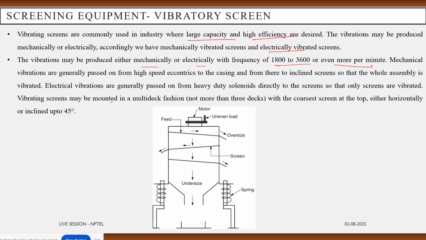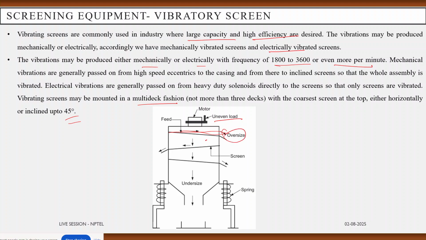The vibrating screen may be mounted in a multi-deck fashion, but generally not more than 3 decks in a stack, with the coarsest screen at the top. That is the basic principle for screening, that the coarsest screen will be at the top. Either it will be horizontal or it can be fixed at a slightly inclined 45-degree position. So this is how the uneven load is maintained. Feed is introduced onto the 45-degree angle screen.